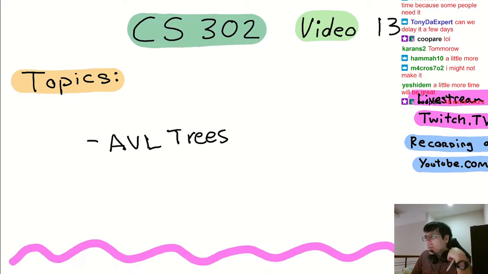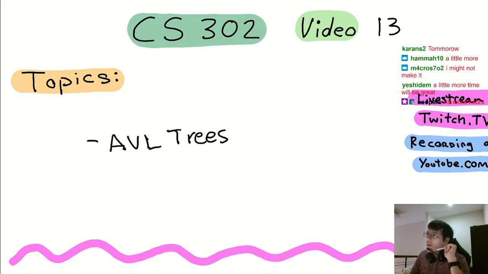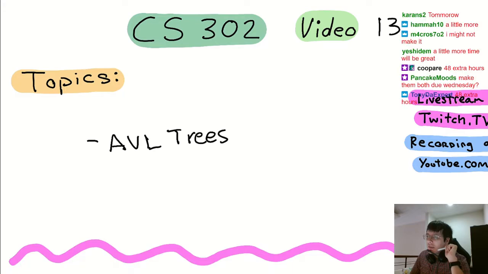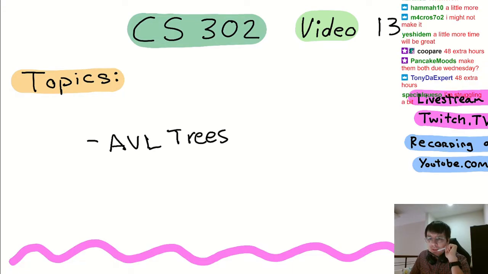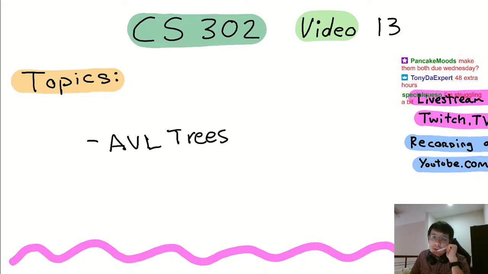This is weird. I don't know if it's the stream, but Canvas is really slow. Other websites are fine, but Canvas takes a while to open anything. It's kind of annoying. 48 extra hours. Okay. So I'll shift them both by 48 hours then.